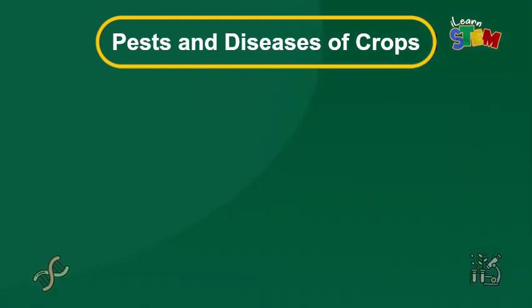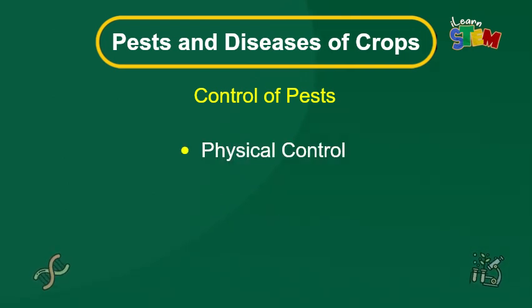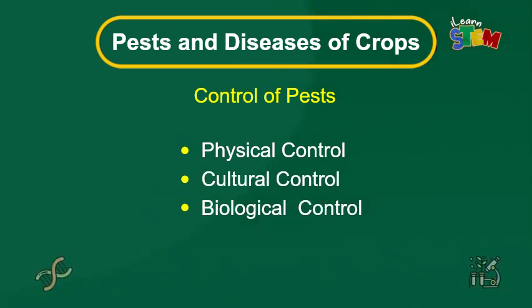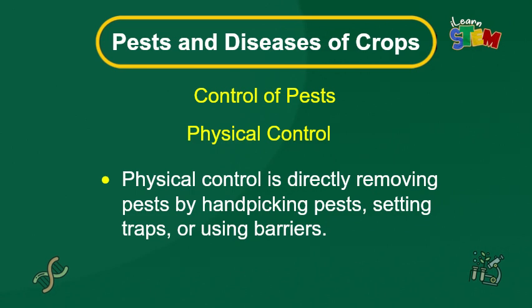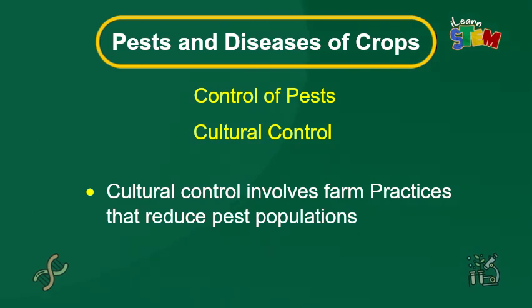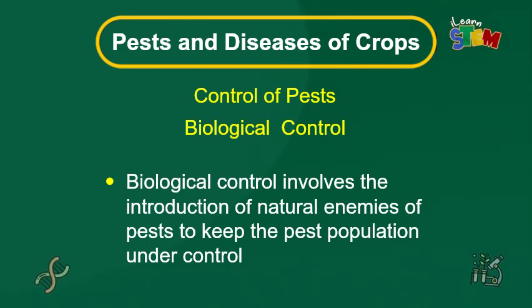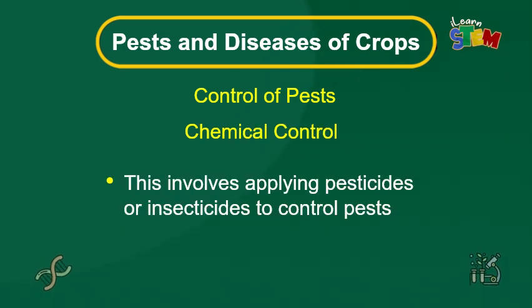Now, we will discuss the control of pests. Crop pests can be controlled through: 1. Physical control. 2. Cultural control. 3. Biological control. 4. Chemical control. The physical control is the direct removal of pests by handpicking of pests, setting traps, or using barriers. The cultural control involves farm practices that reduce pest populations. Biological control involves the introduction of natural enemies of pests to keep the pest population under control. Chemical control involves applying pesticides or insecticides to control pests. Class, I hope you are following along.